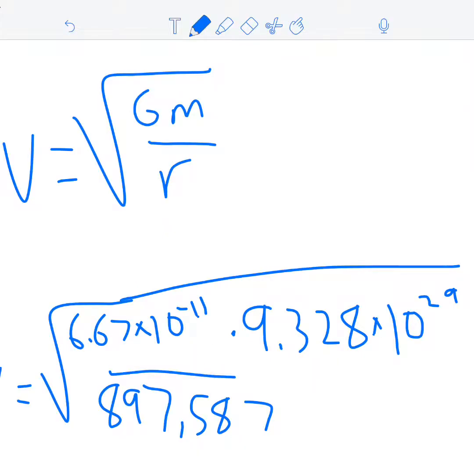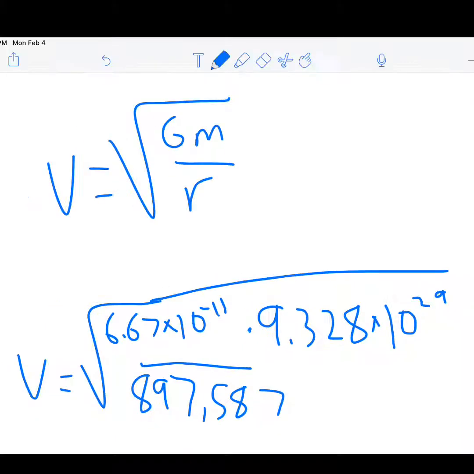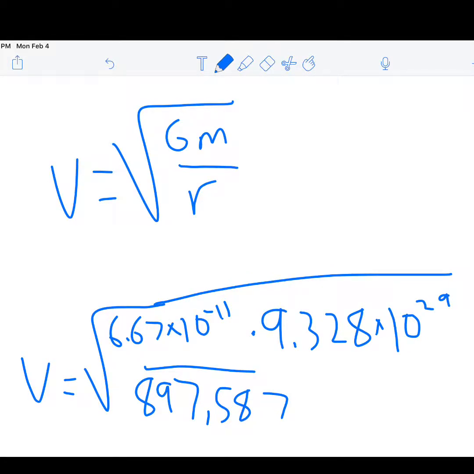With all this information, we can find the orbital velocity of KOI 55b using the equation v equals square root of GM over r. G stands for the gravitational constant. M stands for the mass of the star, and r stands for the distance between the star and the planet. Plugging this all in, we can use 6.67 times 10 to the negative 11th for G, 9.328 times 10 to the 29th for the mass of the star, and 897,587 for the distance between KOI 55 and KOI 55b.